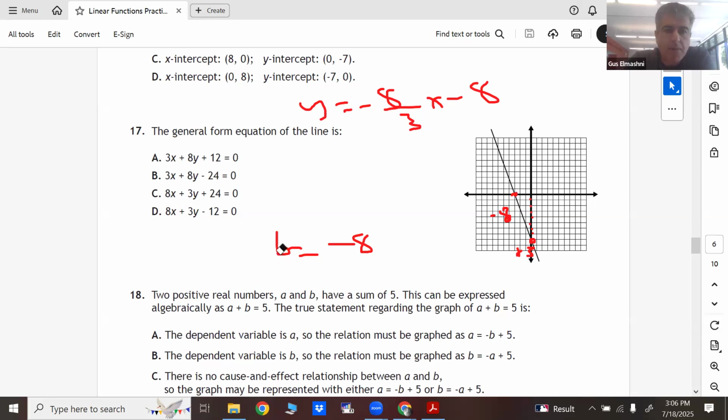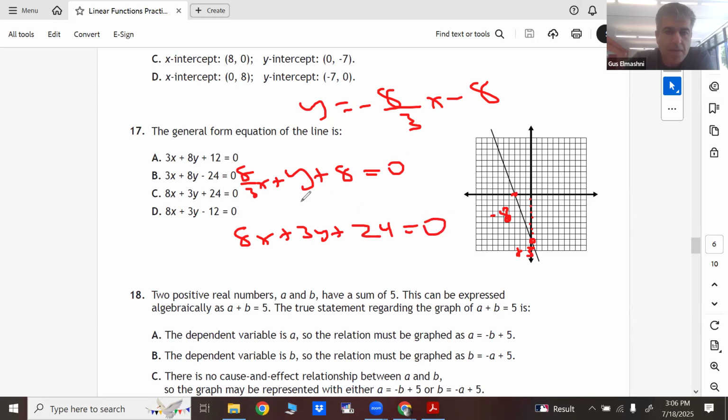So what you want to do is make it look like one of the choices. So move everything to one side. And if I multiply both sides by 3, I should get 8x plus 3y plus 24 equals 0. And the answer is C as in cat.